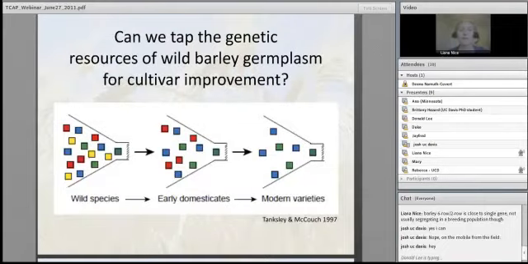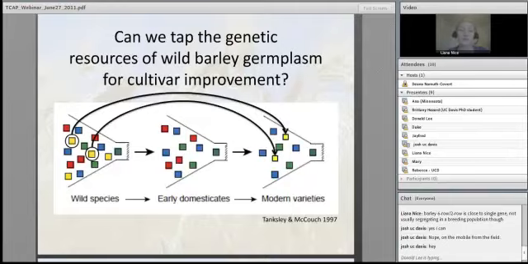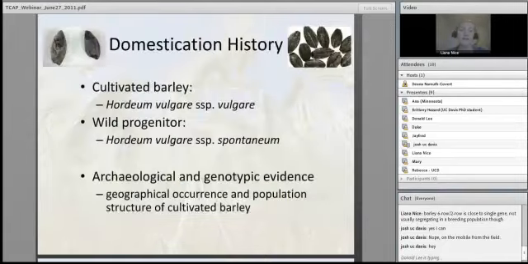So my project tries to look at this question of, can we tap the genetic resources from wild barley germplasm for cultivar improvement? You can imagine this simple schematic where over time the populations have gone through several bottlenecks, both from moving from a wild species into a domesticated species. You lose alleles due to selection and due to drift, and continued improvement will cause this process as well. So we're seeing if we can pull in a few of those beneficial alleles that were lost during the domestication process.